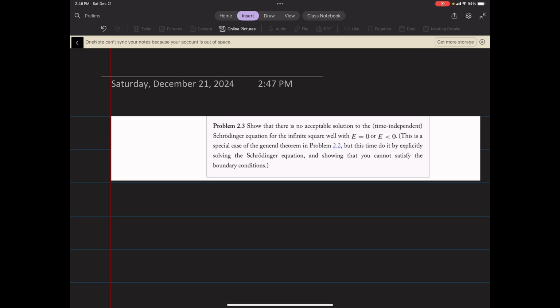With that out of the way, let's actually go through solving this problem. Problem 2.3 says, show that there is no acceptable solution to the time-independent Schrödinger equation for the infinite square well where E is less than 0. This is a special case of the general theorem in problem 2.2, which I've done on this channel as well. It essentially said that E has to exceed the minimum value of your potential energy, which inside the well is 0. So we're looking at cases where E is equal to 0, in which case it's not exceeding our potential, or even E less than 0.